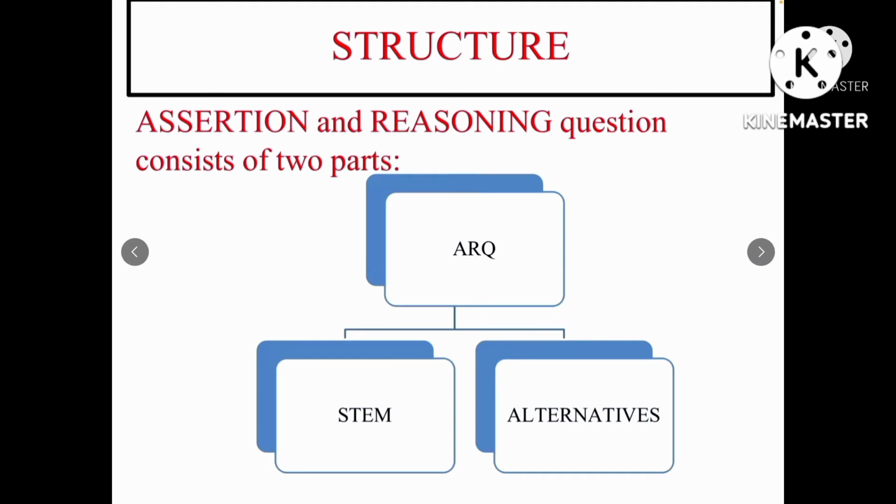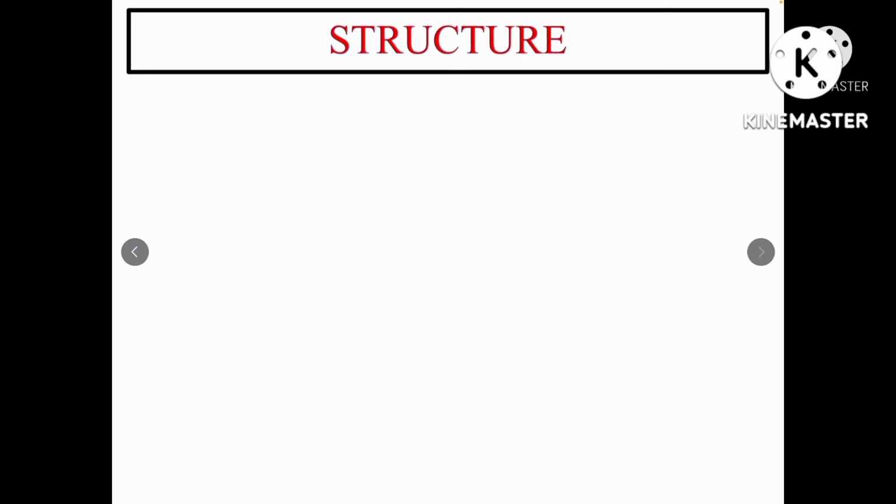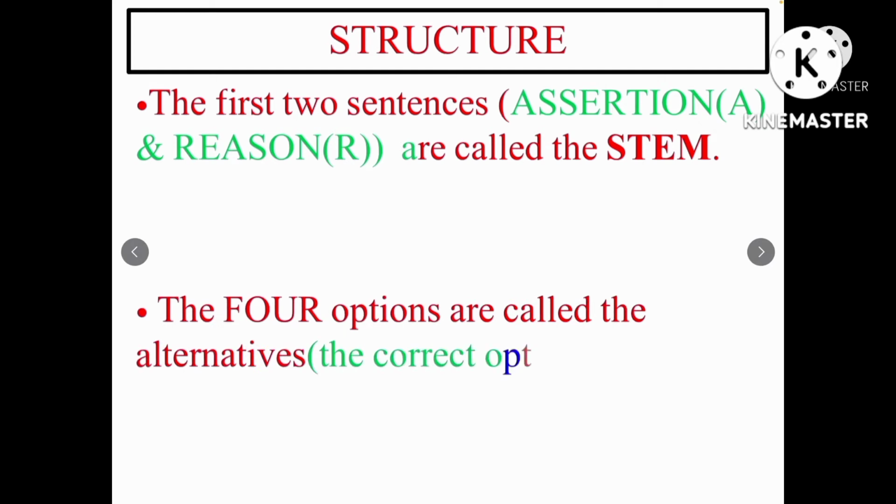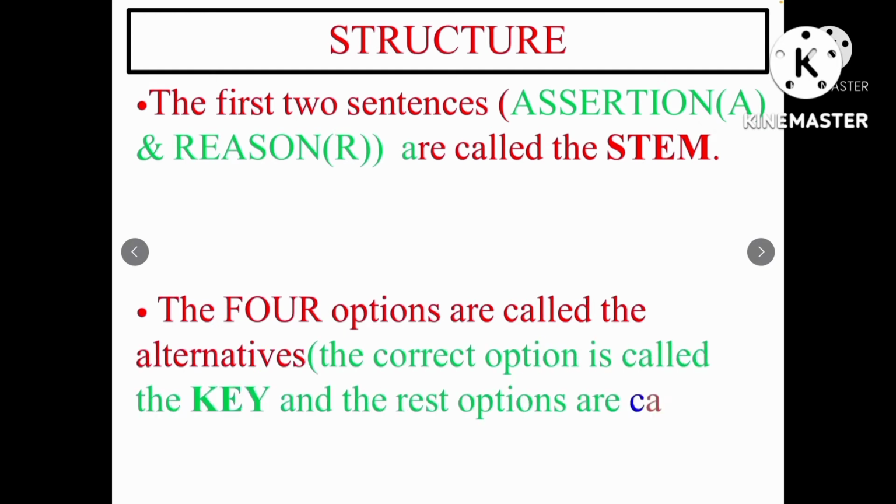So what we observed is that an assertion and reasoning question consists of two parts. One is called the stem and another is called alternatives. The first two sentences, assertion and the reason, are called the stem. The four options are called the alternatives, in which the correct option is called the key and the rest of the options are called the distractors.